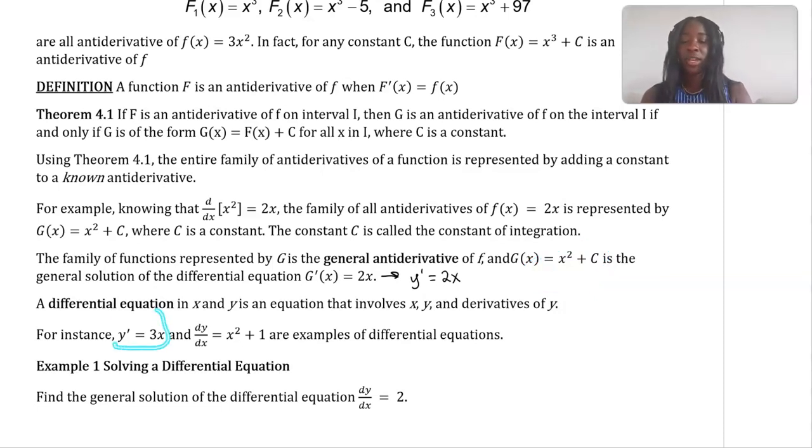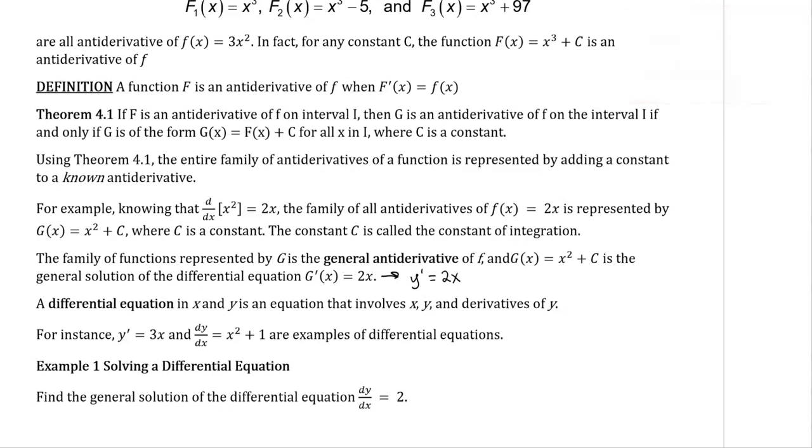So here are some other examples of some differential equations. Y prime is equal to 3x. This is asking us to find all functions y such that when you take the derivative of that function, you would get 3x. And here's another example of a differential equation that just uses a little bit different notation, because we know that y prime and dy dx mean the exact same thing. So now let's look at our first example.